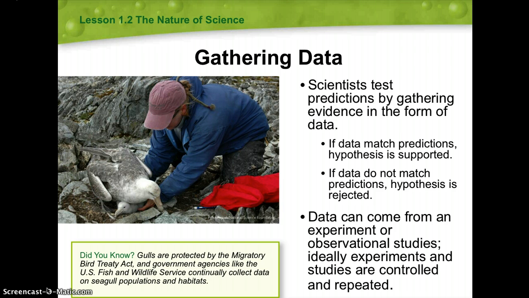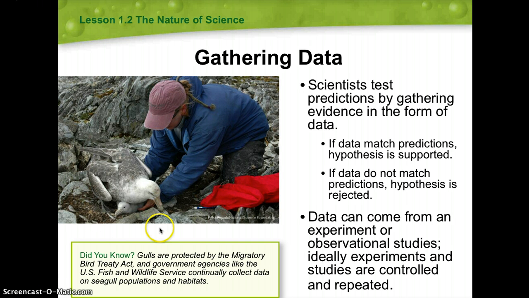So from there, you want to start designing your experiment to gather data. Scientists test their predictions by gathering evidence in the form of data. There are two types of data you can collect in science. There is data that is qualitative in nature, and that would be descriptive data. And then you also have data that is quantitative in nature, and quantitative data is numerical based. If data matches predictions, hypotheses are supported. If the data does not match a prediction, the hypothesis is rejected. Data can come from an experiment or observational studies. Ideally, experiments and studies are controlled and repeated.